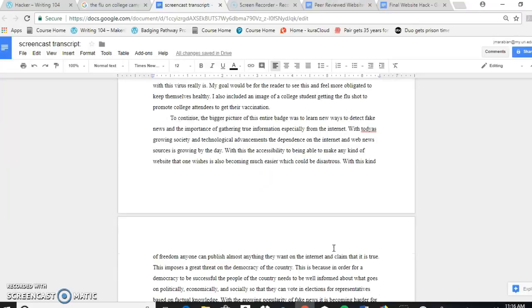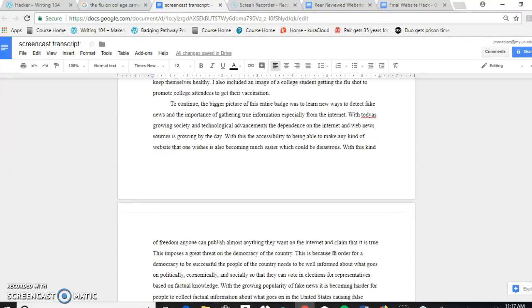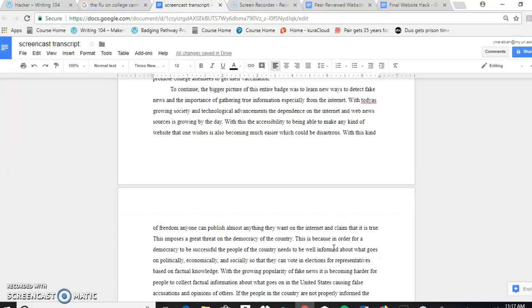With this kind of freedom, anyone can publish almost anything they want on the internet and claim it's true. So this imposes a great threat on the overall democracy of the country, because in order for the democracy to be successful, the people of the country need to be well informed about what goes on politically, economically, and socially so that they can vote for representatives in upcoming elections based on factual knowledge about what actually goes on.